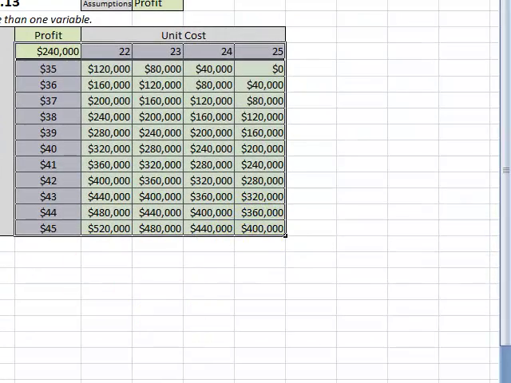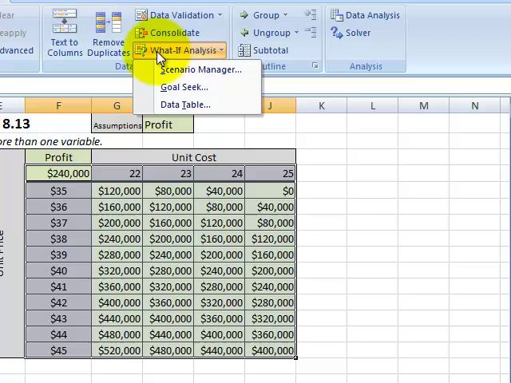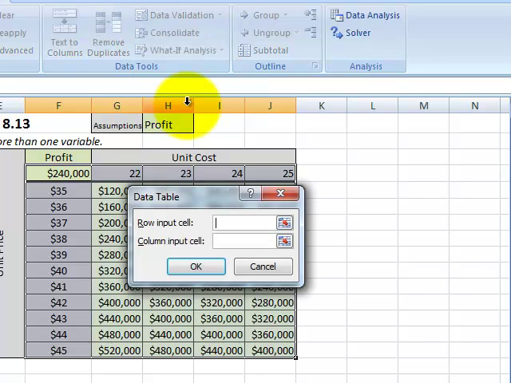and I'm going to go over to Data, and I'm going to choose What-If Analysis. I'm not trying to do Scenario Manager, which we're going to skip over. I'm going to go straight to the data table and say, all right, which row am I inputting? Well, my row input is my unit cost, and my column input is right there.